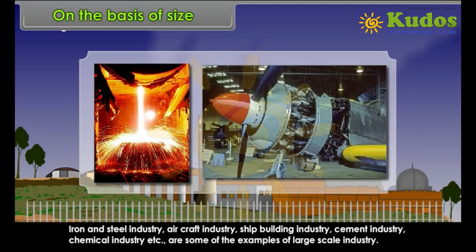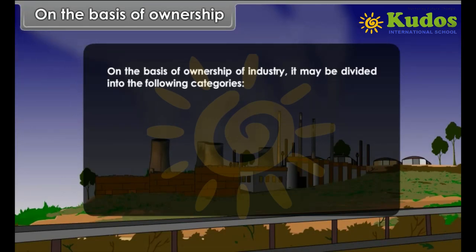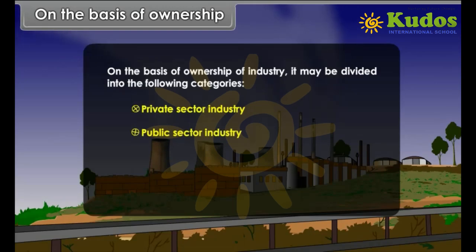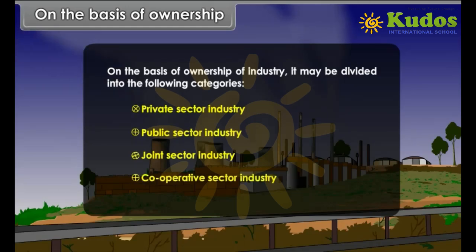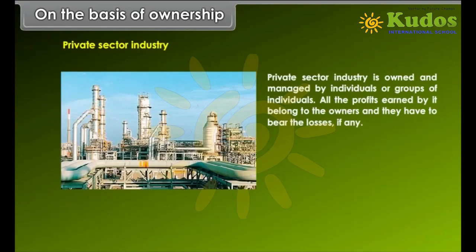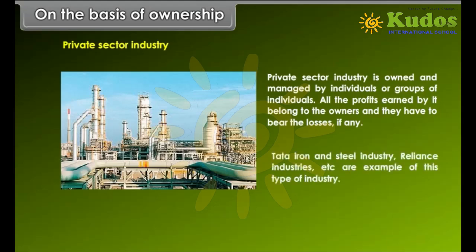On the basis of ownership. On the basis of ownership of industry, it may be divided into the following categories: private sector industry, public sector industry, joint sector industry, cooperative sector industry. Private sector industry. Private sector industry is owned and managed by individuals or groups of individuals. All the profits earned by it belong to the owners, and they have to bear the losses if any. Tata Iron and Steel Industry, Reliance Industries, etc. are examples of this type of industry.